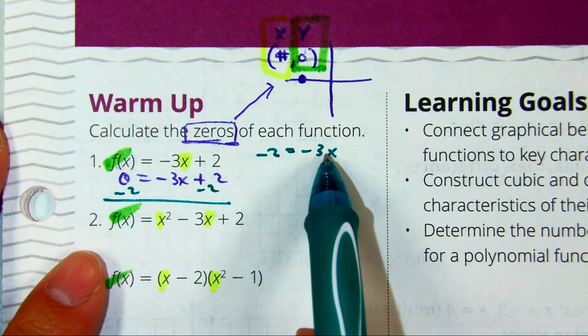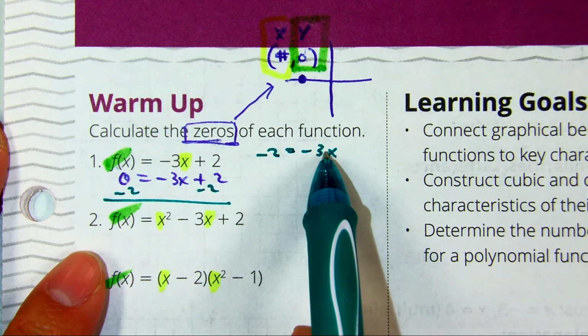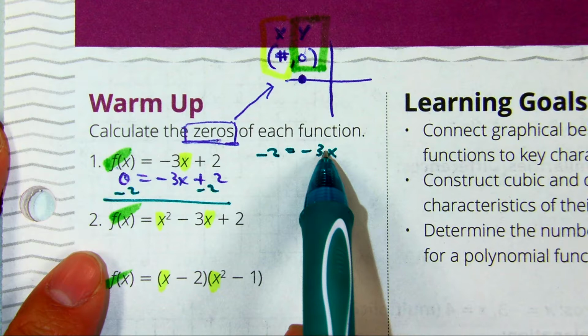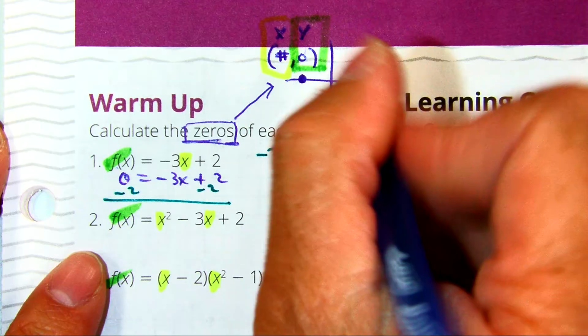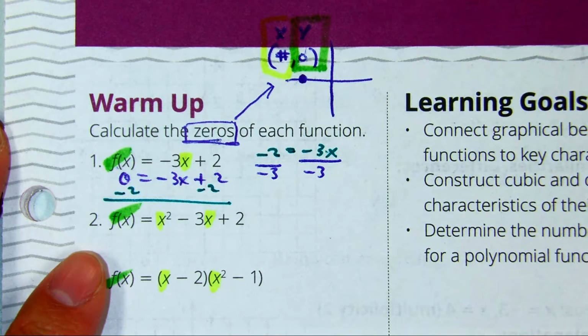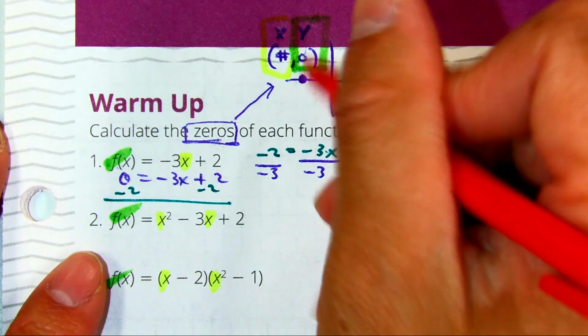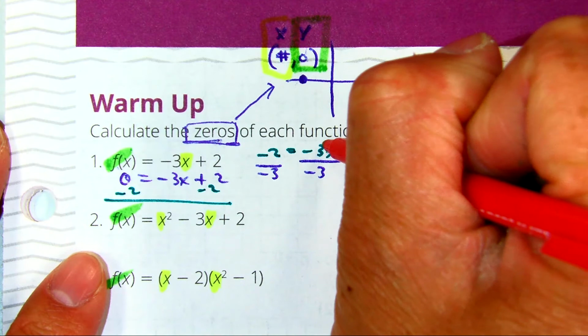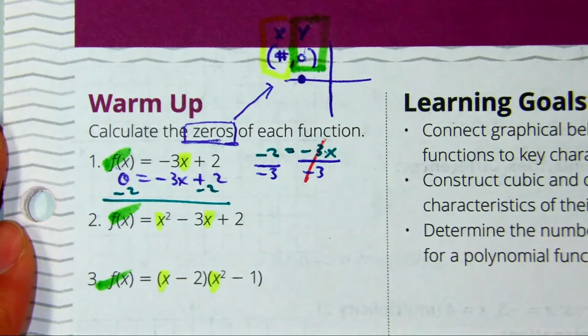What math operation is right there, right where my pen is? What's the opposite of multiplication? Division. We're going to divide by negative 3 on both sides. Negative 3 divided by negative 3 equals 1. So when I cancel there, it equals 1.